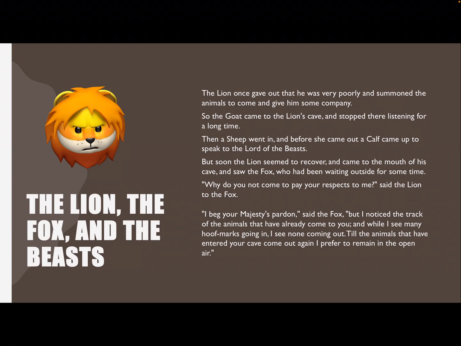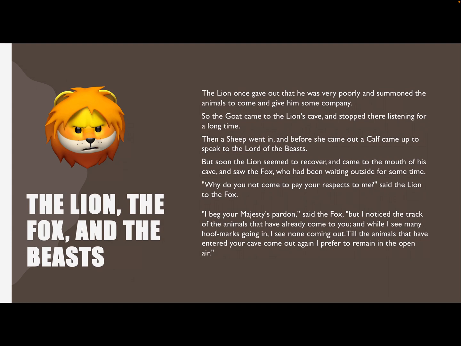"Why do you not come to pay your respects to me?" said the lion to the fox. "I beg your Majesty's pardon," said the fox, "but I noticed the tracks of the animals that have already come to you, and while I see many hoof marks going in, I see none coming out. Till the animals that have entered the cave come out, I prefer to remain in the open air."